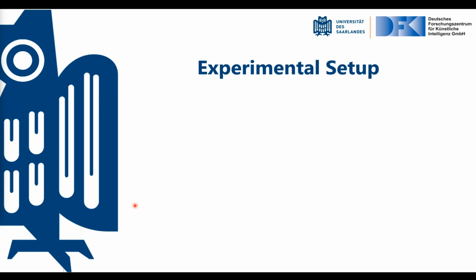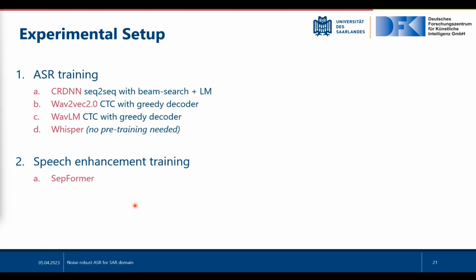Next, we describe the experimental setup. In the first stage, that is the pre-training stage, we do ASR training and we do speech enhancement training. In the ASR training, we used CRDNN sequence to sequence with beam search accompanied with a language model.